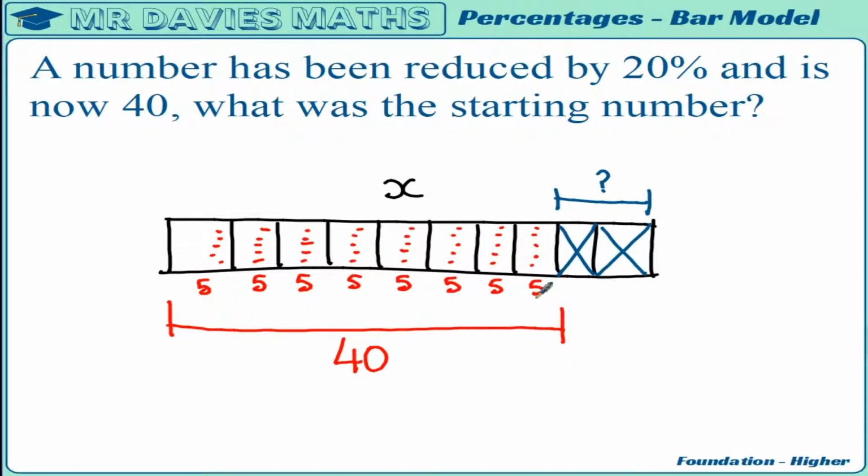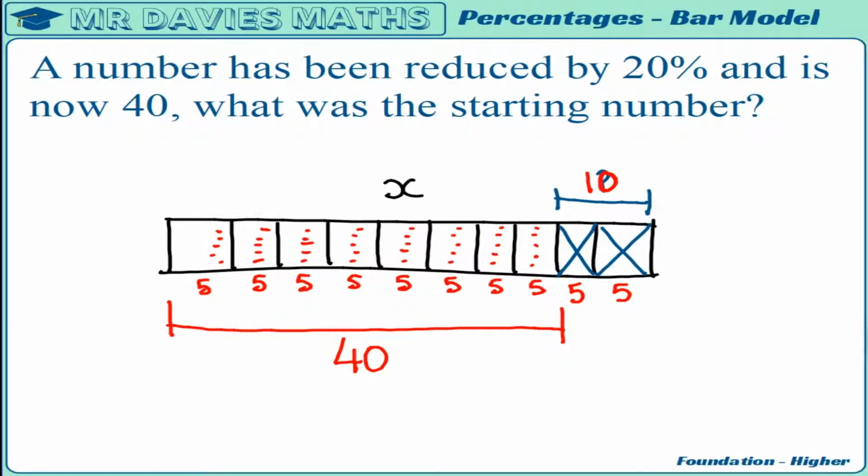So if there's 5 in this box, 5 in this box, 5 in this box, 5 in every single box, there must have been 5 in these boxes as well. So now you'd be able to figure out how much they actually took off. They got rid of 2 of the boxes with 5 in each box, so technically they got rid of 10.